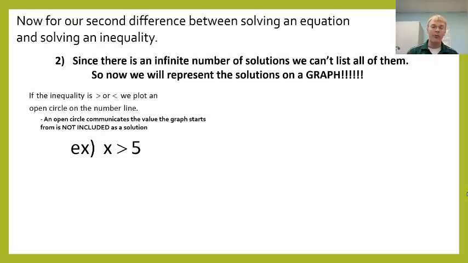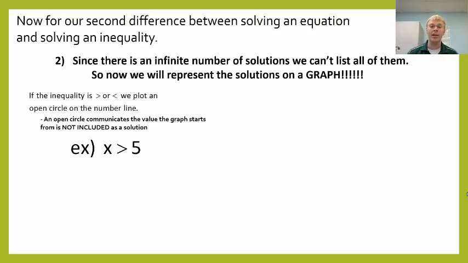So the first thing we've got to realize is that our inequality signs are going to be different. If we have an inequality sign that is just greater than or just less than, we are going to plot an open circle on the number line. What an open circle communicates is that the value the graph starts at is not actually a solution. It's where we're starting from, but we're not including that value in the solution.